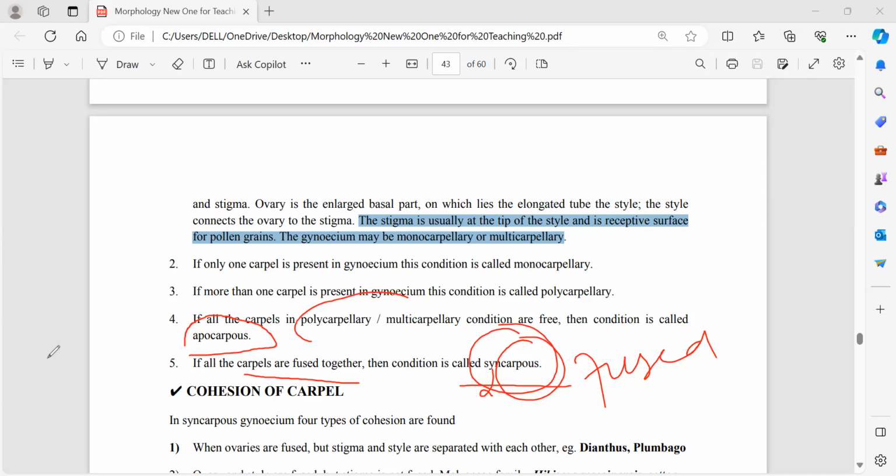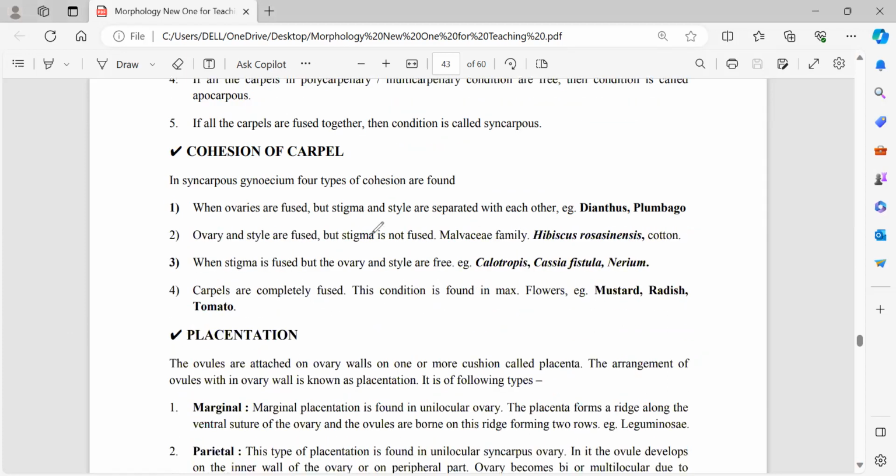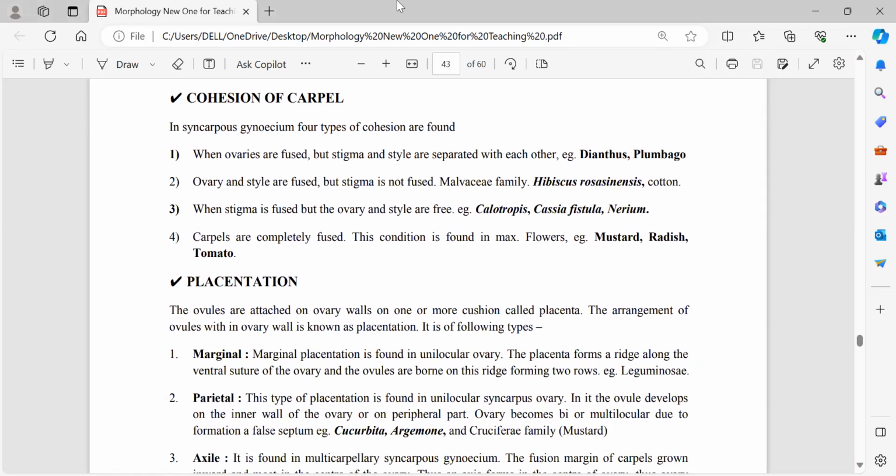Free. Now, coming to the second part of this topic, we have cohesion of carpel. This is important now. Cohesion of carpel, then we have adhesion as well. जिस तरह हमने स्टेमन्स में cohesion देखा, स्टेमन्स में आपस में फ्यूजन, इसी तरह carpels में आपस में फ्यूजन. Whether the fusion is full, whether the fusion is not full. For example, जब हम condition लेंगे in syncarpus gynoecium, two types of cohesions can be found. That is fusion among carpels, and the cohesion can be of two types.